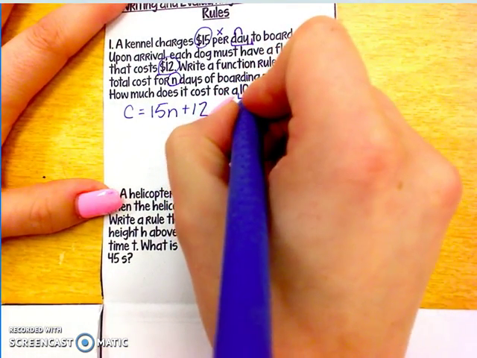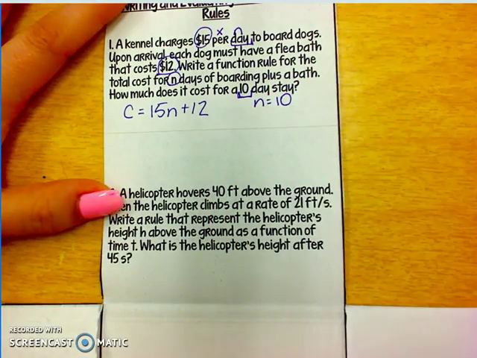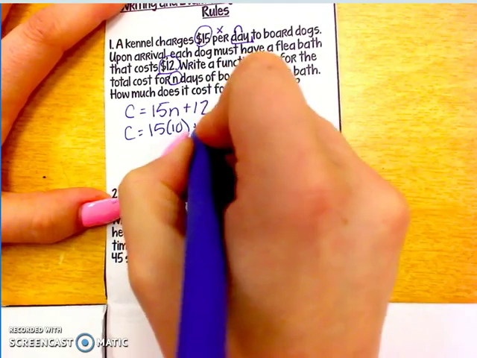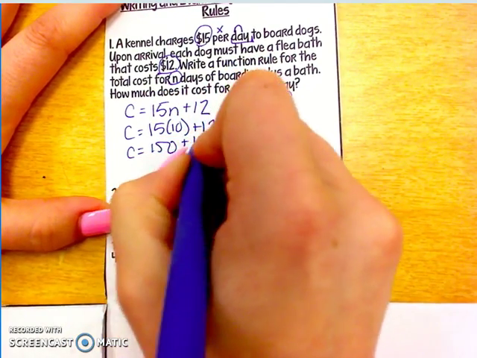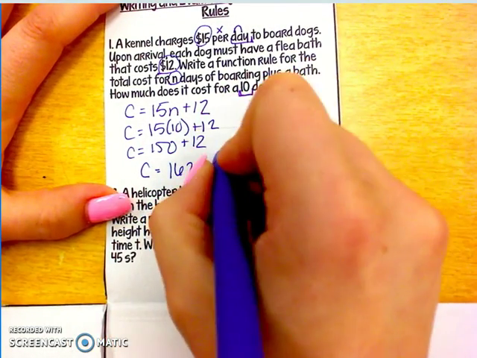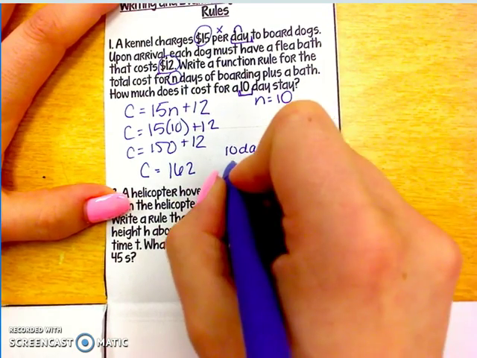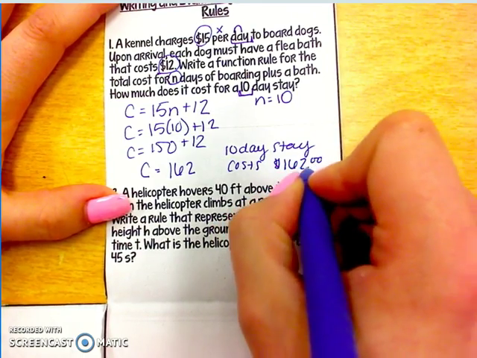And now I want to know, well, what if they're staying for 10 days? What if N is 10? Plug in 10. C is 150 plus 12, the cost is 162. So a 10-day stay costs $162.